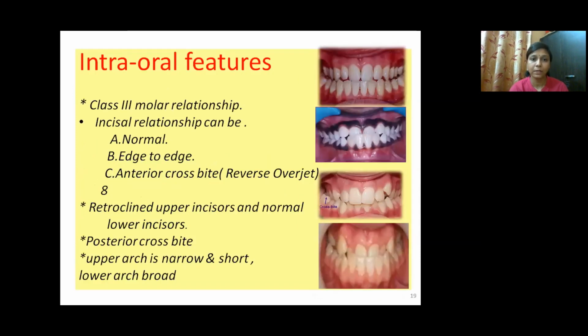Among the intraoral features, a class 3 molar relation will be present. The incisor relationship in these cases may be normal or edge to edge, or an anterior crossbite occurs, that is, a reverse overjet will be there. Retroclined upper incisors and normal lower incisors may be seen. In the posterior segment, a posterior crossbite may be there, and distinctly the upper arch is narrow and short and the lower arch is broad in class 3 cases.